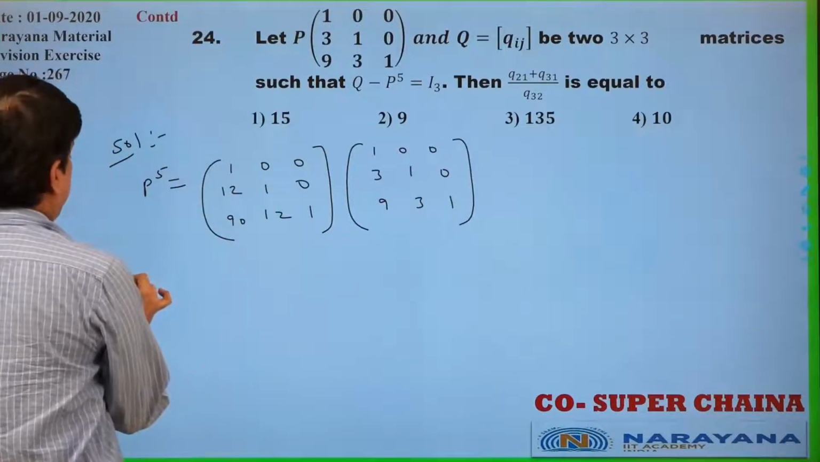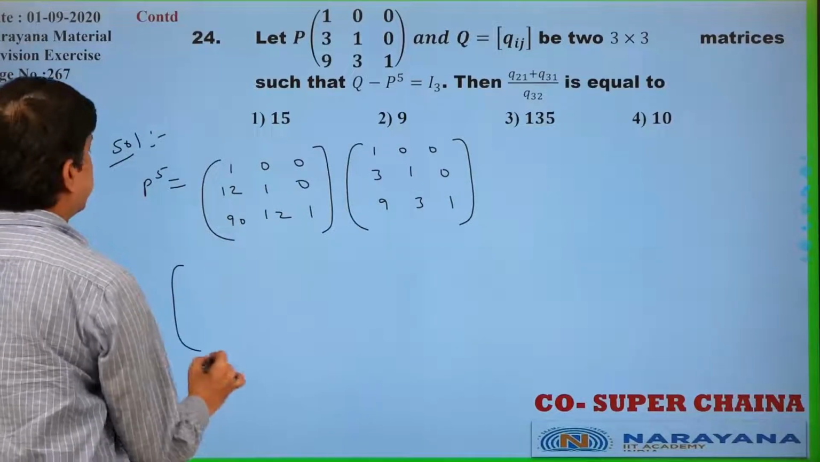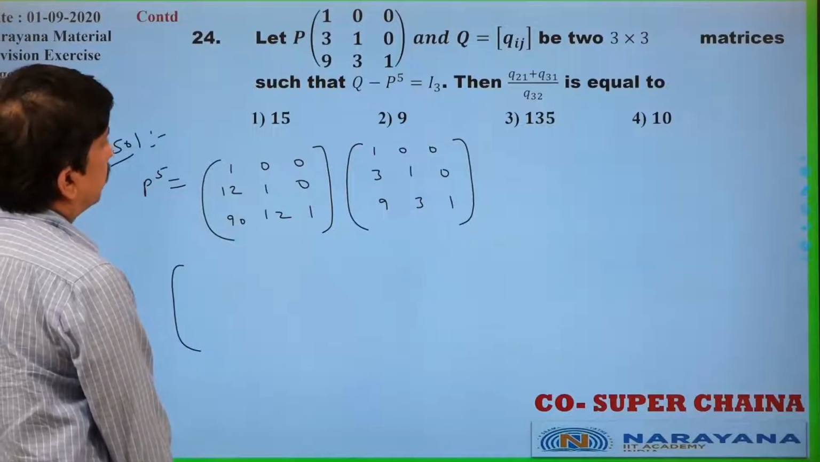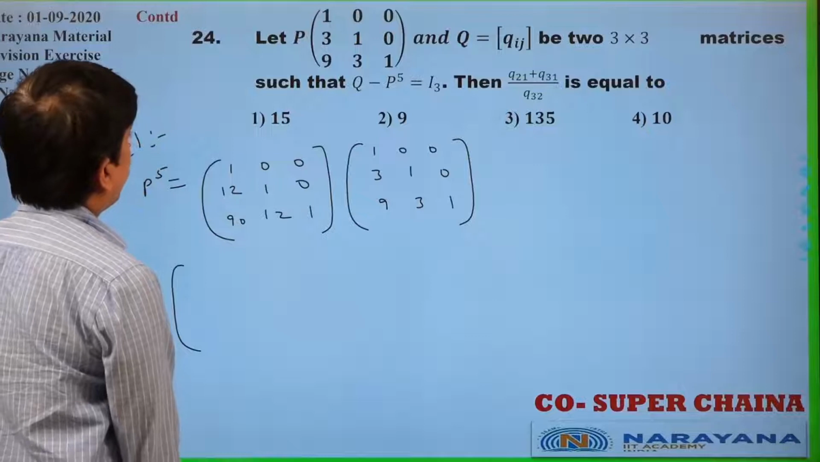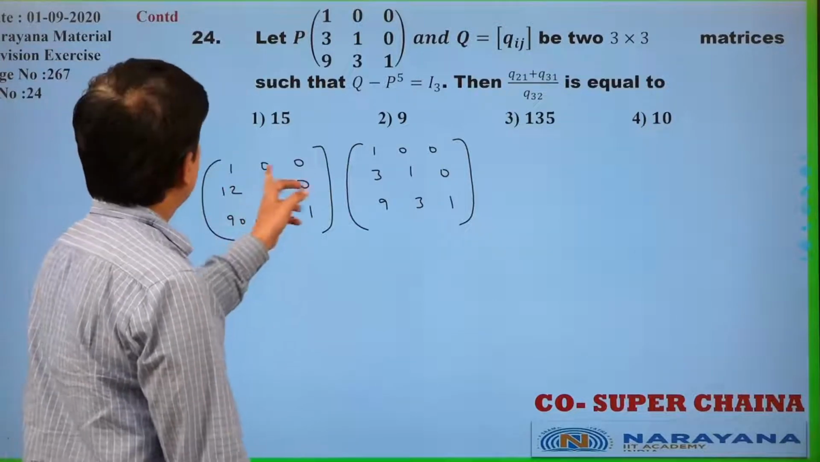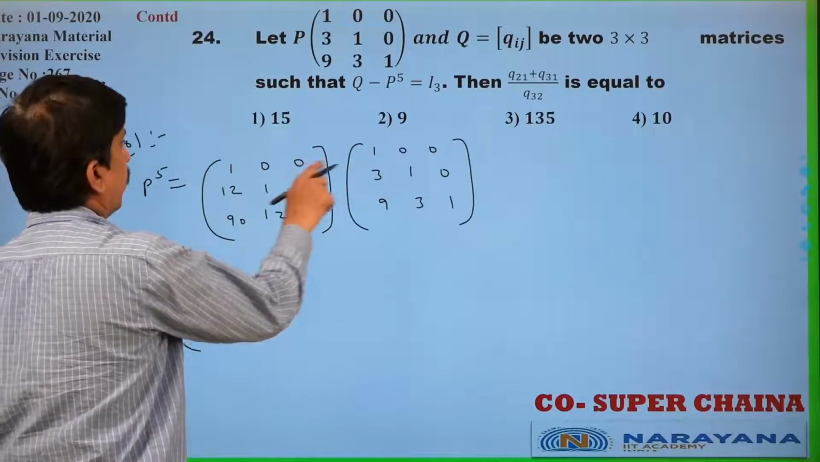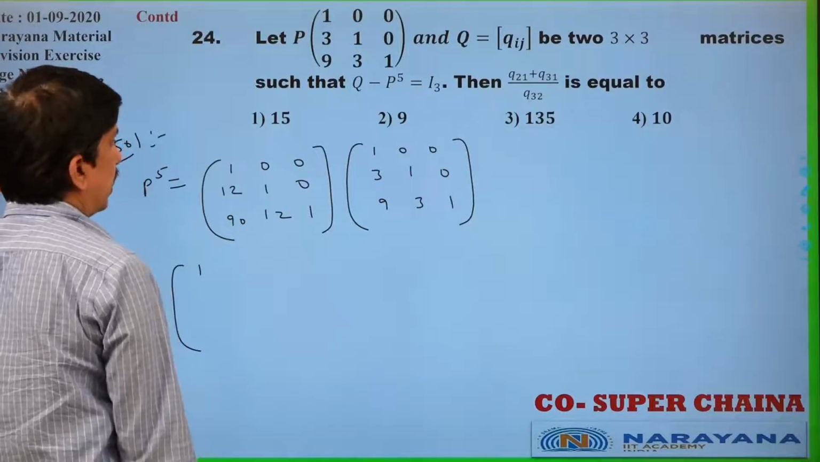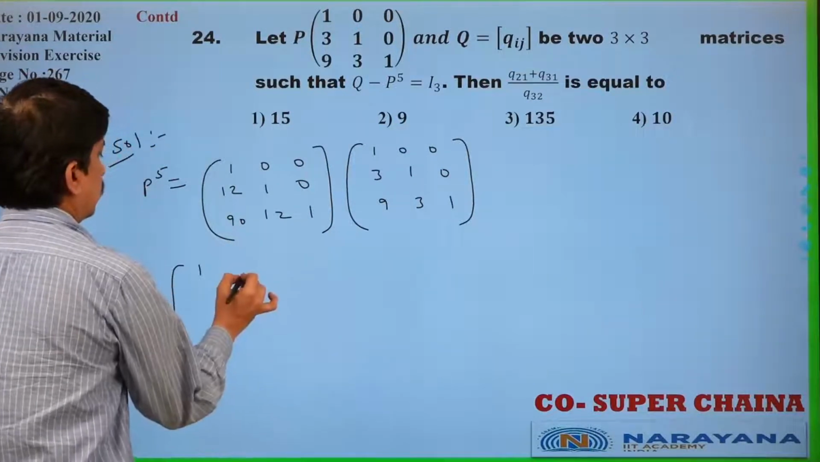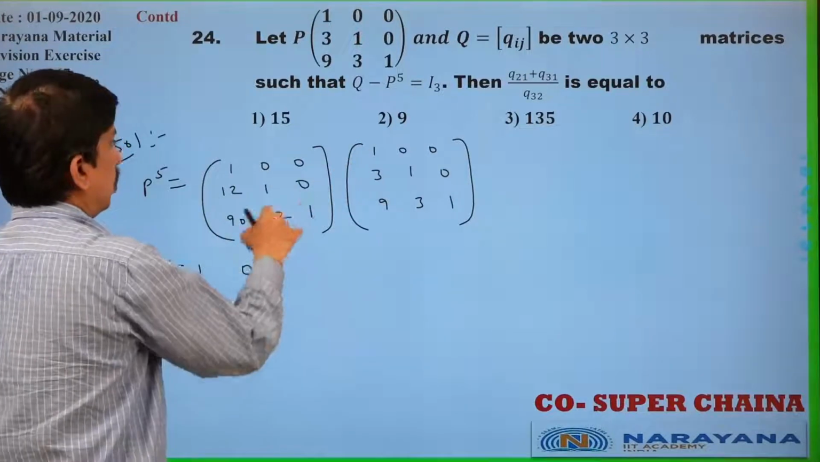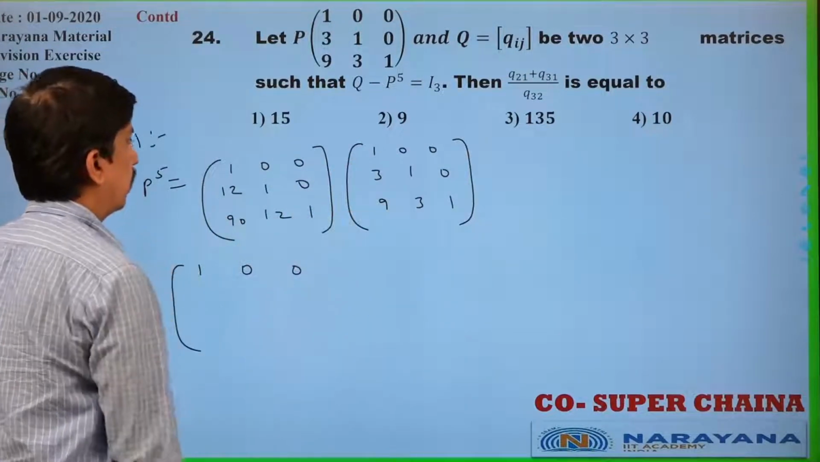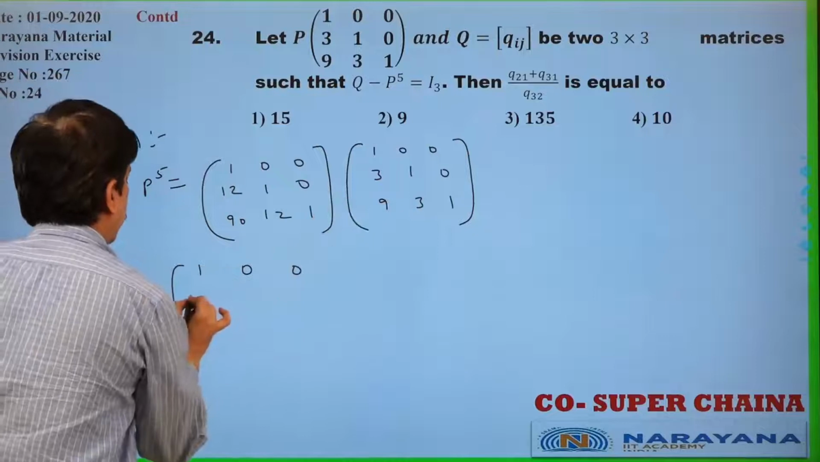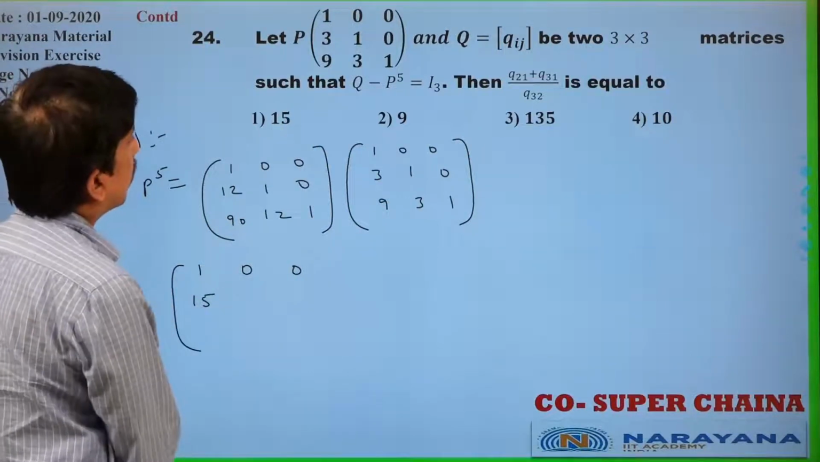Now, P to the power of 5, once you observe that one, what will happen? First row, first column, 1, 0, 0. This should be 1 only. Is it clear? First row, second column, 0, 0, 0, 0 only. First row, third column, 0, 0, 0, you will get 0 only. Second row, first column, 12 plus 1 into 3, 3, 0. This is 15 you will get. Is it clear or not?